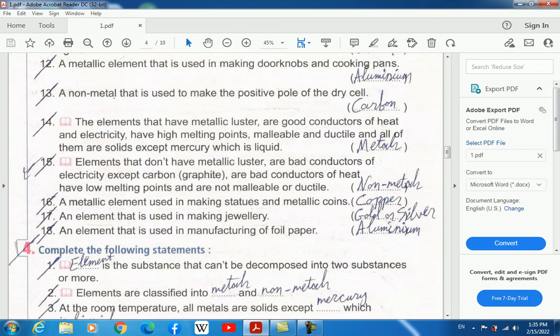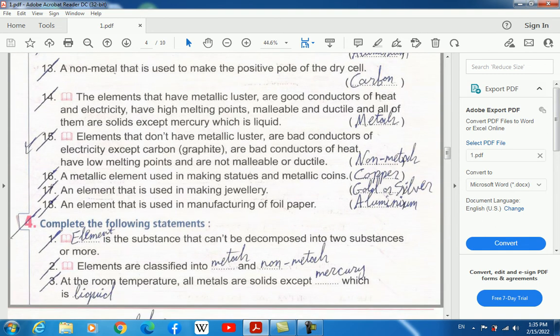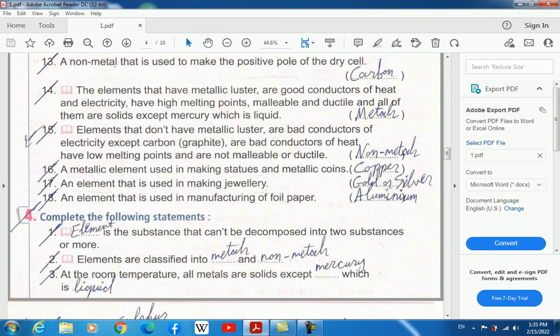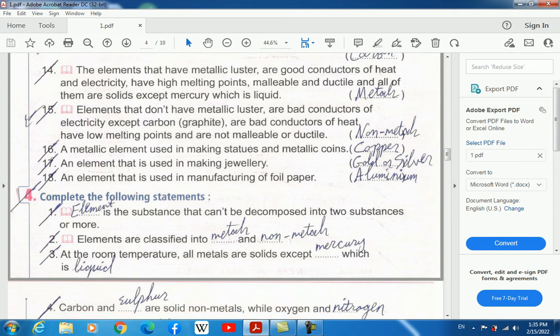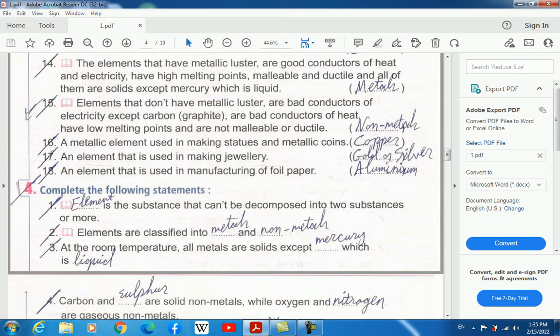12. A metallic element that's used in making doorknobs and cooking pans. Aluminium. 13. A non-metal that's used to make the positive pole of the dry cell, which is carbon. 14. The elements that have metallic cluster are good conductors of heat and electricity, have high melting points, malleable and ductile, and all of them are solids except mercury, which is liquid. They are all metals.